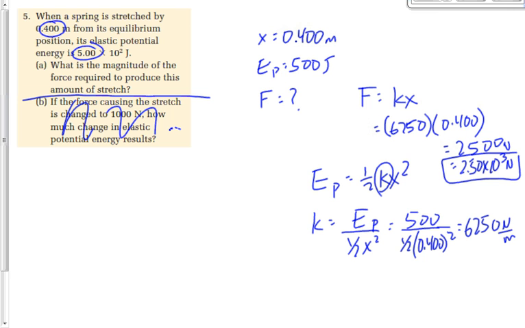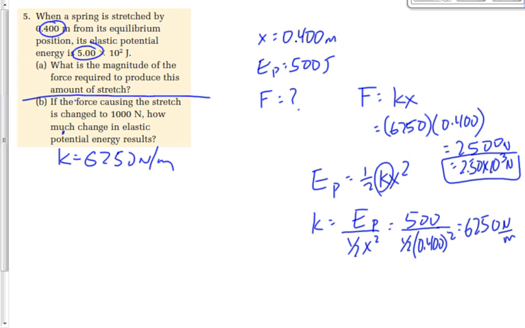Let's take a look at B here now. See if it's any tougher. If the force causing the stretch changed to 1,000 newtons, how much change in elastic potential energy results? Well, tell me the one thing that we know for sure 100% stays the same. Good. The elastic constant was 6,250. The elastic constant is still 6,250 newtons per meter. So what are you going to do here?